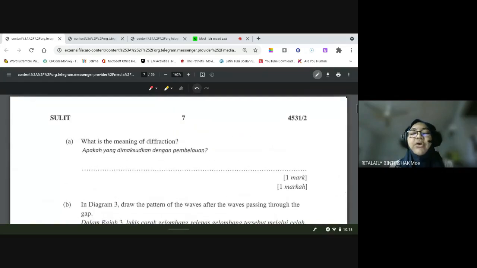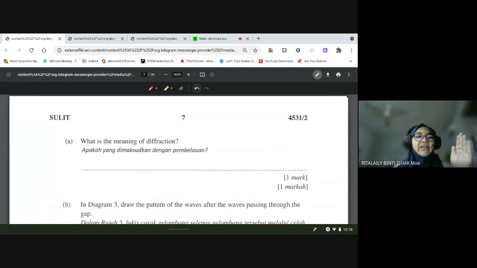Biasa, perasan tak? Daripada awal sampai soalan nombor 3, dia mesti ada what is the meaning. Okay, so mesti ada definition. Jadi kena baca dan hafal. Ada certain definition awak kena hafal lah. Okay, yang ini memang tak boleh nak buat apa. Okay, so what is diffraction?